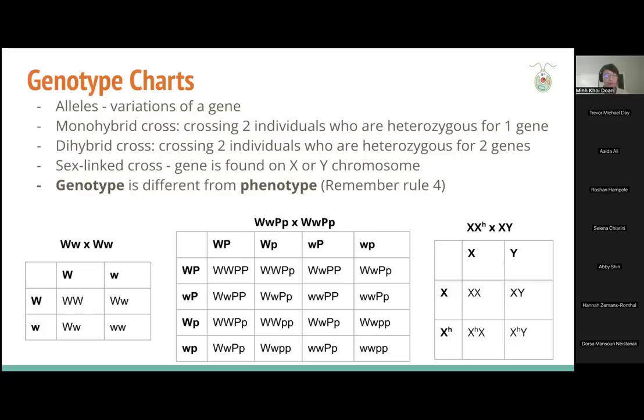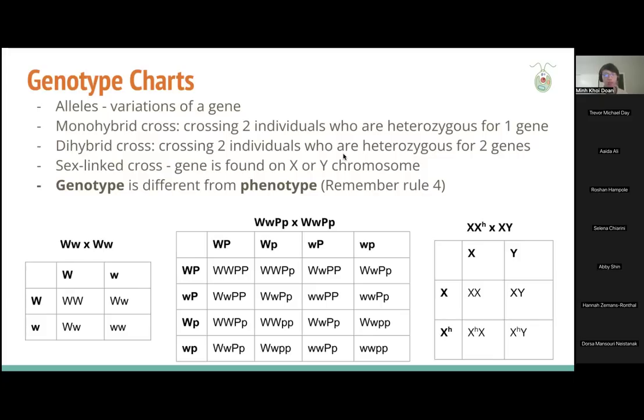Pretty simple. The next type are dihybrid crosses. So you cross 2 individuals who are heterozygous for 2 genes. As you can see, it's the middle chart, and each row or column contains 2 letters, and they contain every possible combination. So your dihybrid cross should contain a 4 by 4 cross.